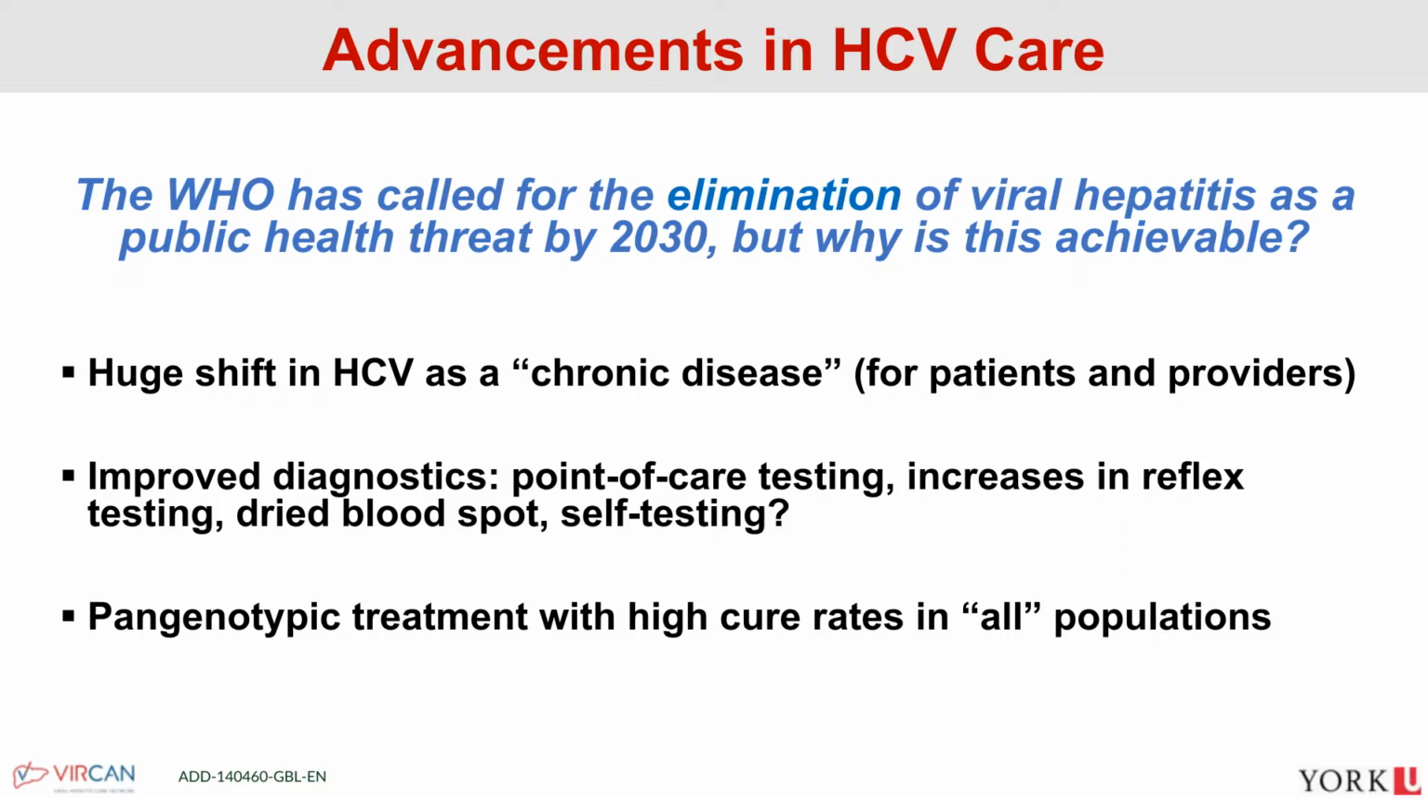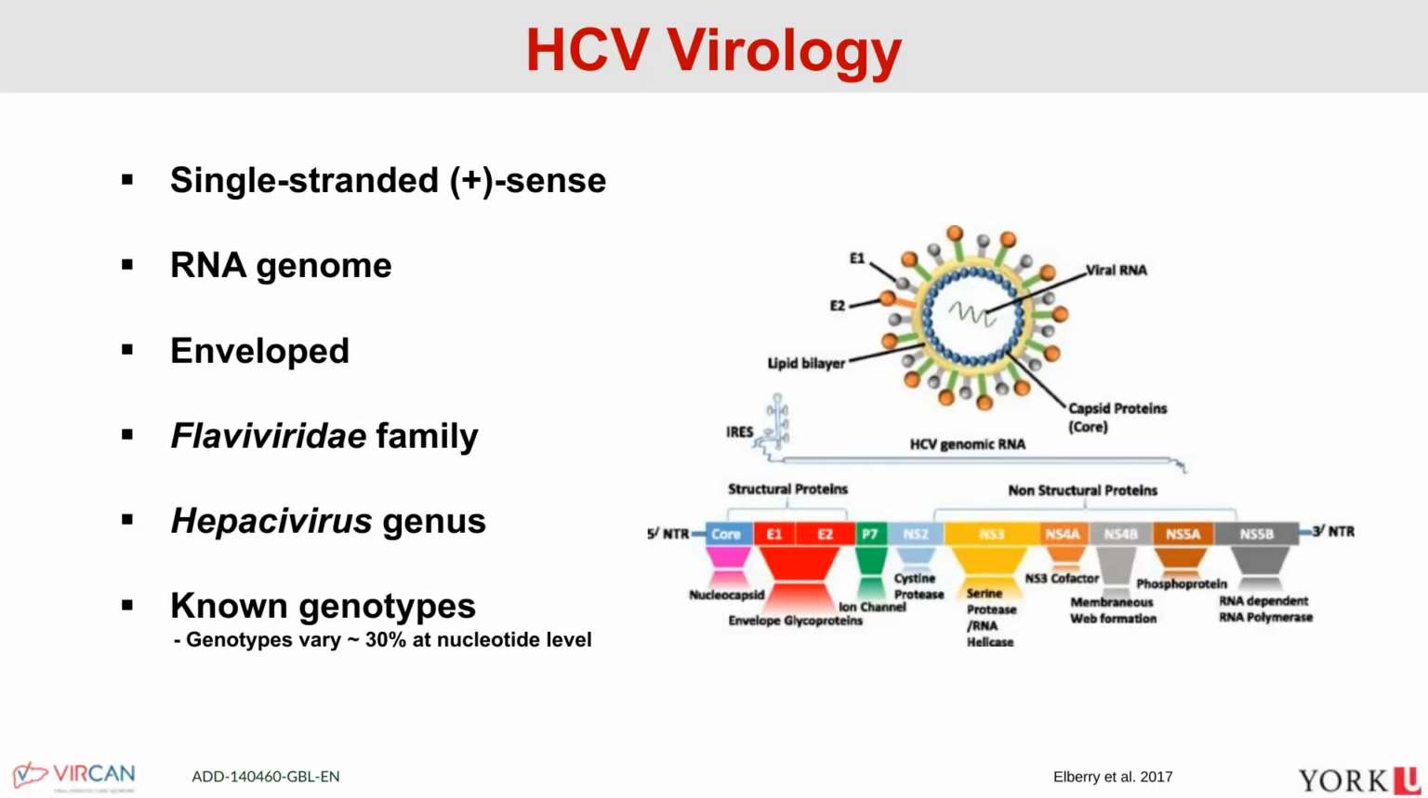So we have pan-genotypic treatment. That means it works across all genotypes. And we have very high cure rates in, quote unquote, all populations. And what I mean by all populations is people who may not typically have had access to interferon-based therapy. So people who use drugs, people who have severe and persistent mental health challenges. And the cure rates in these populations are equal across every group, and so there's no reason to withhold treatment for any particular population.